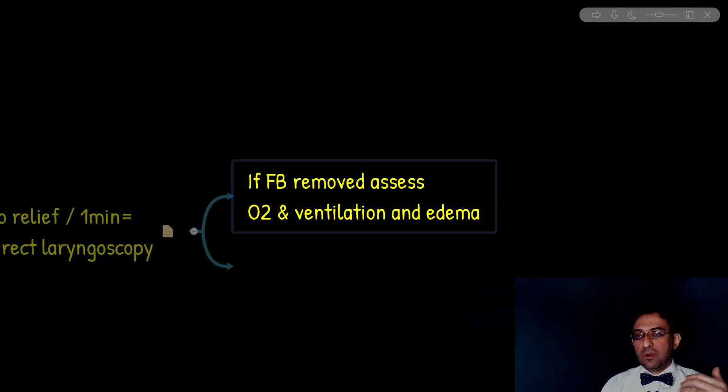So if you are asked what is the very next step after successful removal of a foreign body with direct laryngoscopy, the next step is O2 sat assessment and assessment of ventilatory support, and seeing if the patient has any residual edema. Presence of edema may indicate the possibility of worsening airway collapse.